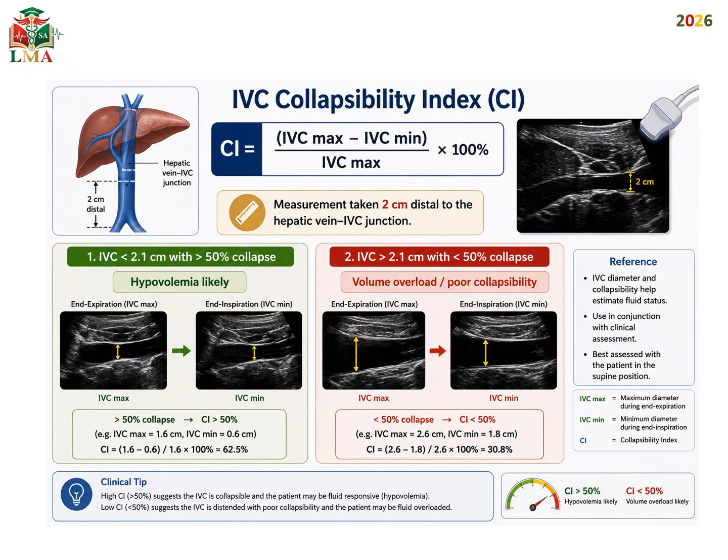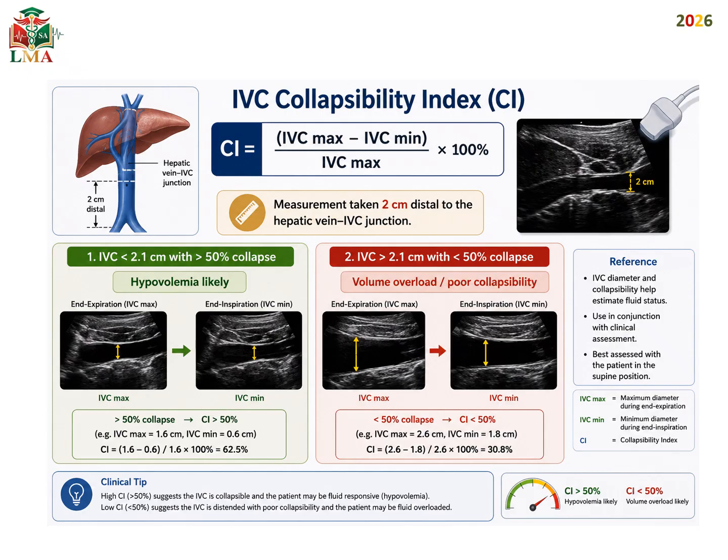To measure the index, we measure with expiration, which is the maximum, and with inspiration, which is the minimum. Subtract them, divide by the expiration, multiplied by 100. If it's more than 50%, that means the collapsibility index is more than 50, which means there is hypovolemia most likely. So you have to resuscitate your patient. And when we have the inferior vena cava more than 2, it means volume overload. We measure it the same way, and the collapsibility will be less than 50%.